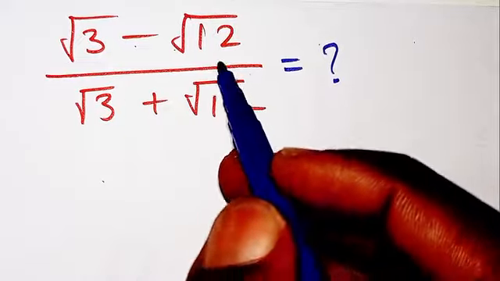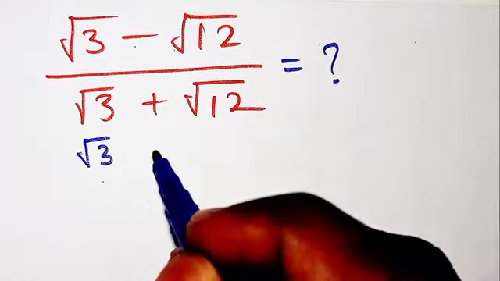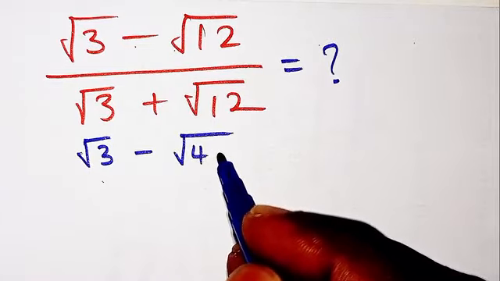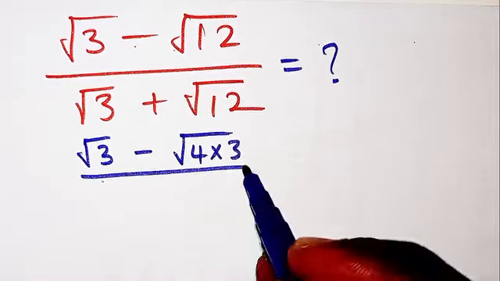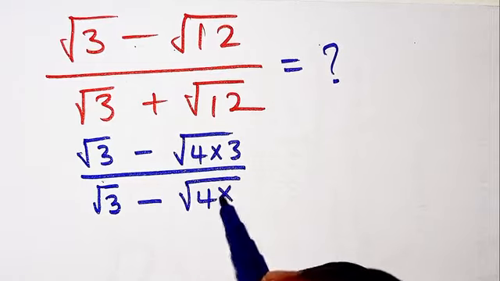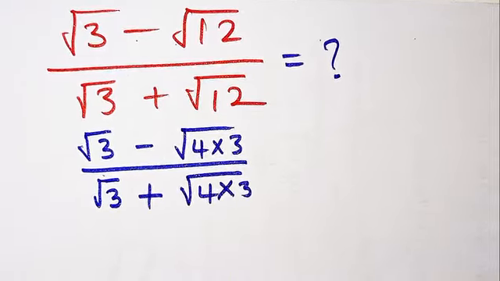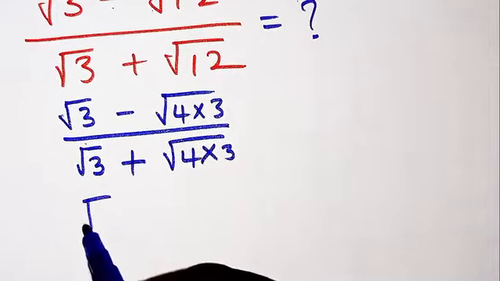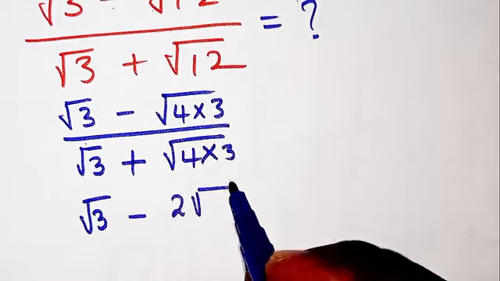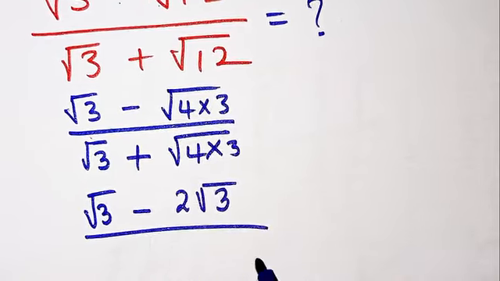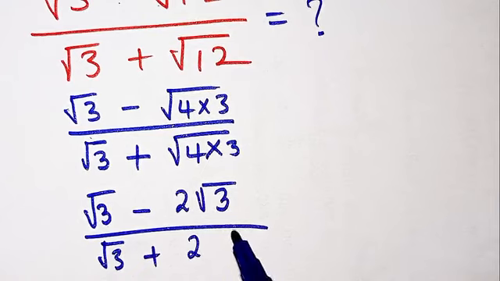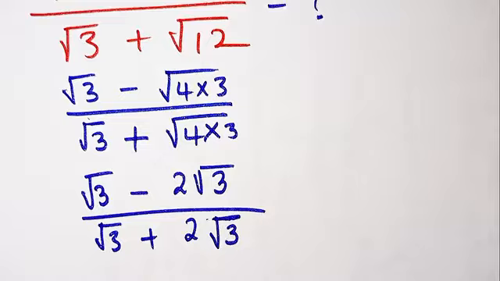So now from here I'm going to rewrite this as root 3 minus this. Root 12 is the same thing as having 4 times 3 inside the radical sign. Root 3 minus the same thing here, 4 times 3. So we have plus here. Now we're going to have root 3 minus, taking the square root of 4, we're going to have 2. We're going to leave 3 inside, then divide by root 3, then plus the same thing, we'll take the square root of 4, then we'll leave the 3 inside the root.